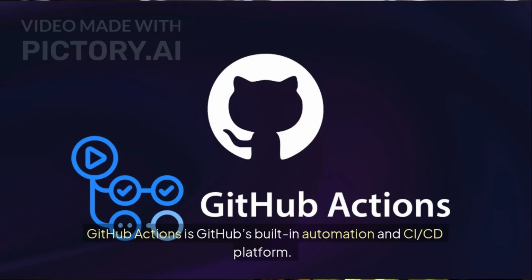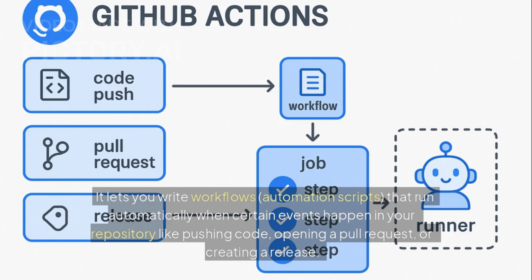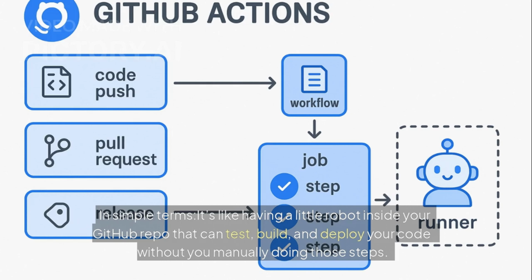GitHub Actions is GitHub's built-in automation and CI/CD platform. It lets you write workflows, automation scripts, that run automatically when certain events happen in your repository, like pushing code, opening a pull request, or creating a release. In simple terms, it's like having a little robot inside your GitHub repo that can test, build, and deploy your code without you manually doing those steps.